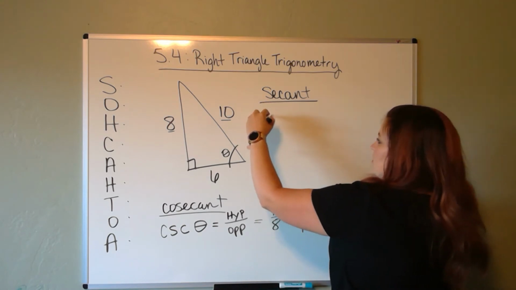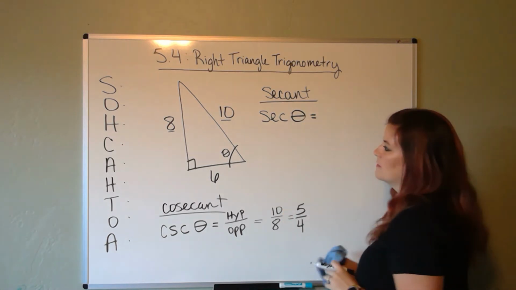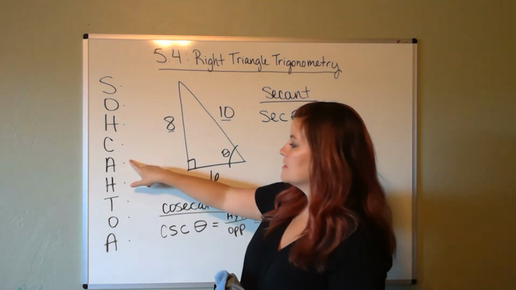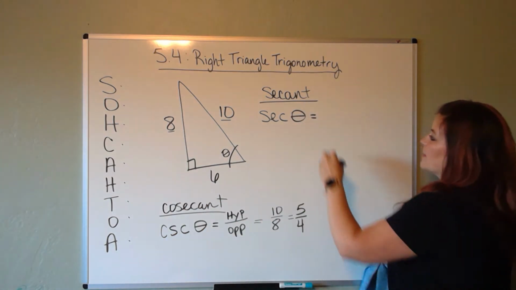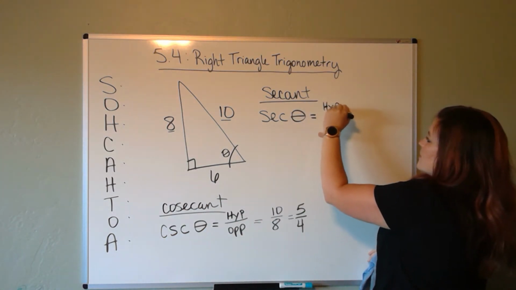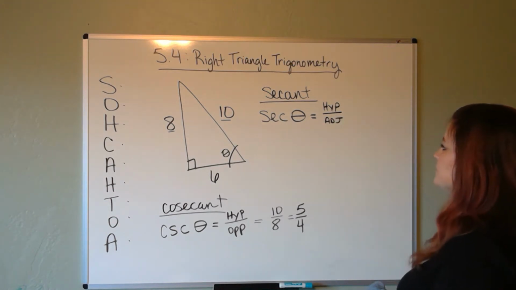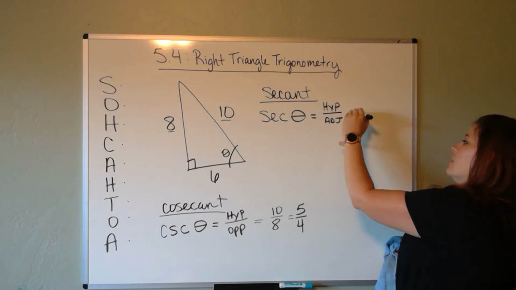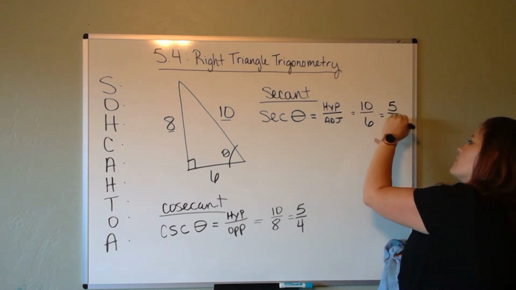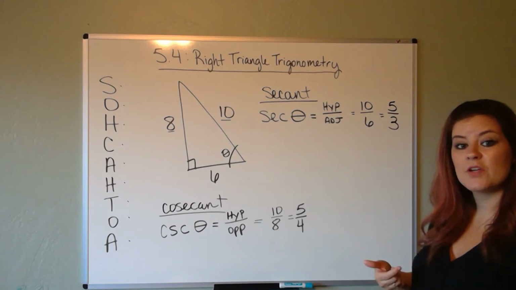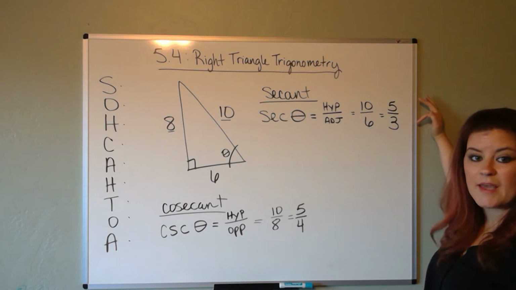All right, so secant is SEC of theta. Remember that cosine is adjacent over hypotenuse, so flip that over and you'll find that secant is the hypotenuse over adjacent. In this triangle, that would be 10 over 6 or 5 over 3. Again, we had the cosine. We found it to be 3/5. We flip this over, we get that 5 over 3.